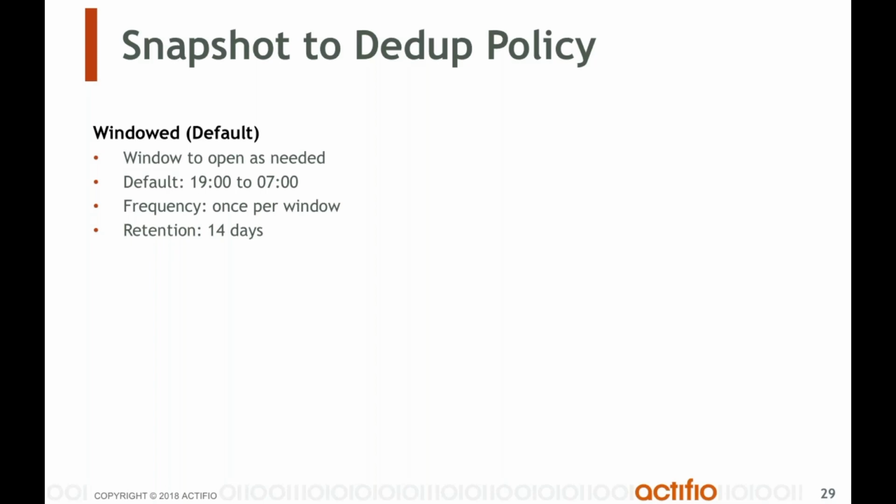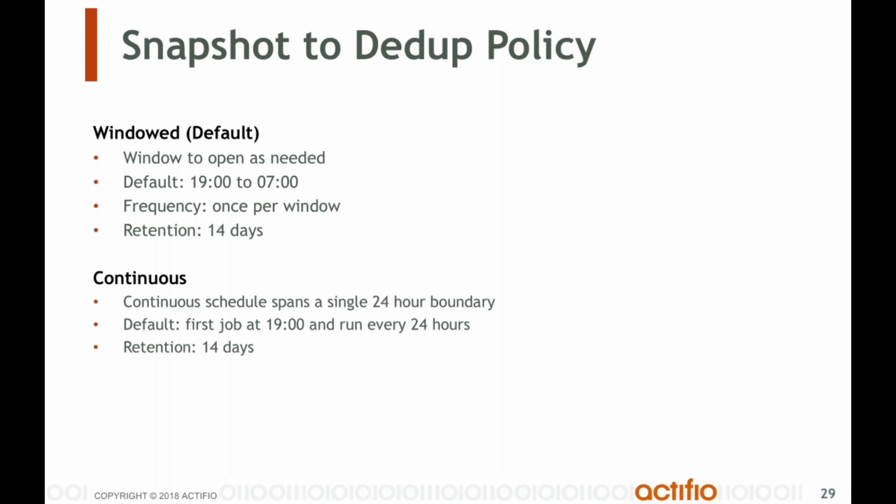I also can set it up in a continuous manner. Again, it will span a 24-hour boundary, and you will define when that first job will be, in this case, 1900 hours, and it will run every 24 hours with a 14-day retention.